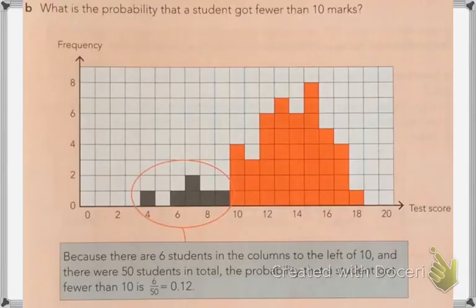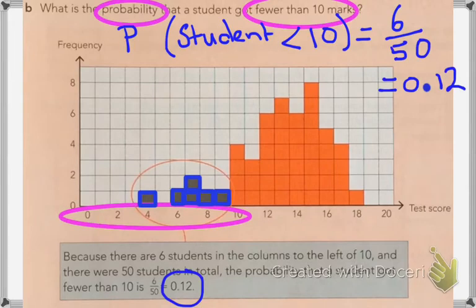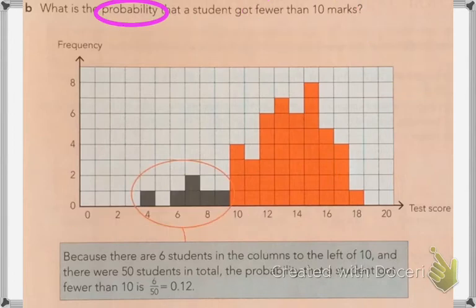Let's move on now to our next one, part B. So this has moved on to page 9. The question now is, what is the probability that a student got fewer than 10 marks? So the key part of this question is that we're looking for a probability now. So we're talking about either a decimal, a fraction, or a percentage. We're looking at how many students got fewer than 10 marks.